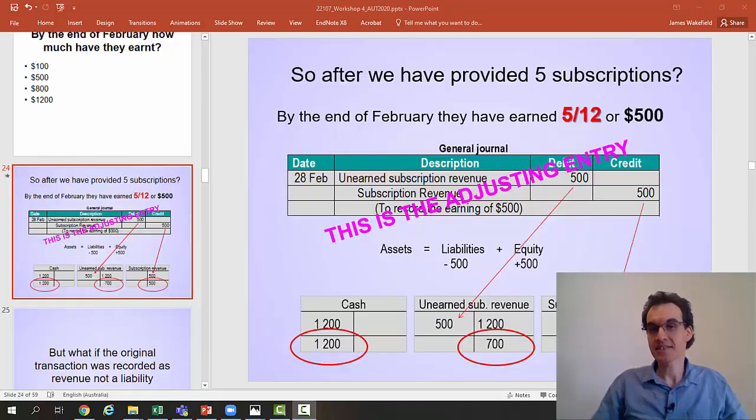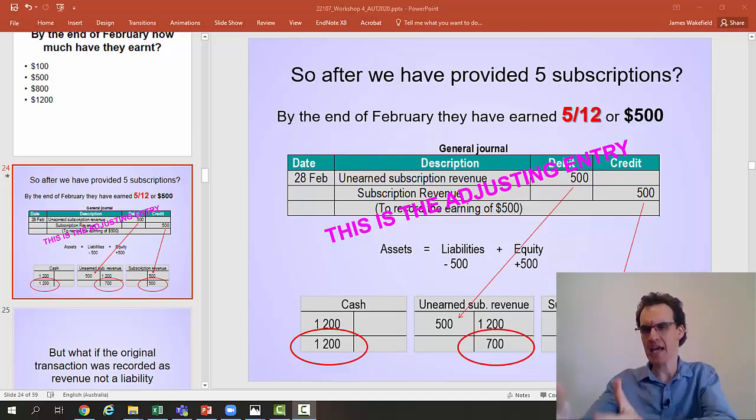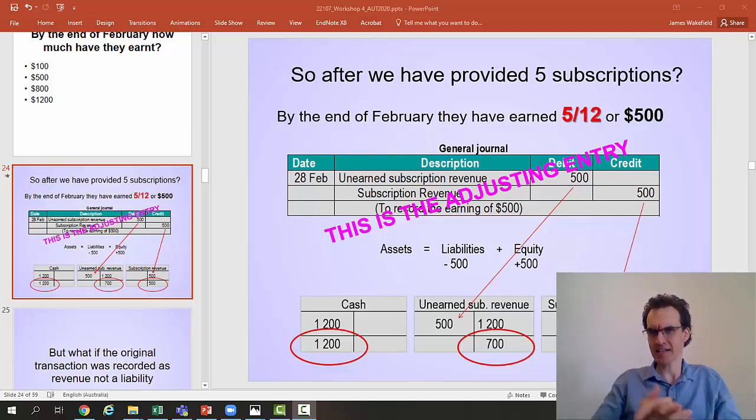So what I would like to discuss now is how much has Evo magazines earned from the 1st of October until the end of February. And that's basically the adjusting entry we're looking at recording. So what we're assuming here is the 28th of February, so the end of February, is equivalent to the end of the financial period. And the question is, Evo accepted cash up front for the subscription revenue.